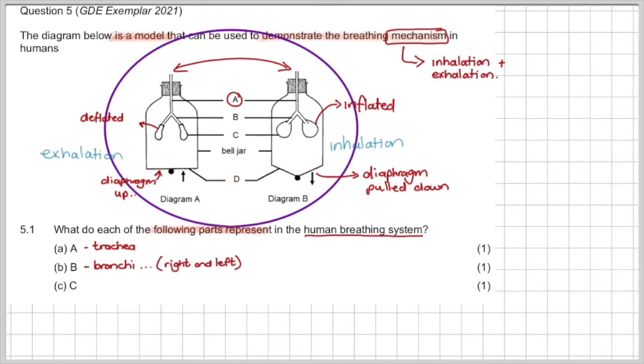So in the case of diagram A, label B is referring to the left bronchus. In diagram B, we're looking at label B referring to the right bronchus. Okay, right, let's look at label C, pointing to the balloons, and the balloons are going to be representative of the lungs. And again, we're looking at the right and the left lung. In diagram A, it's the left lung. In diagram B, it's the right lung.